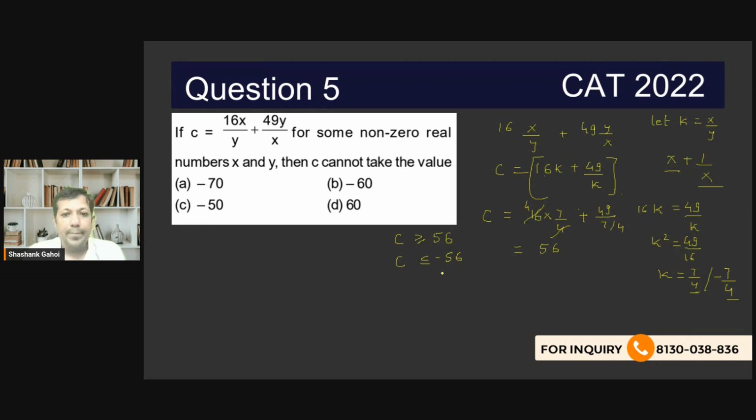It means c cannot take any value between minus 56 and 56. Any value in this range is not at all possible. Is there any value that lies between minus 56 and plus 56? Yes, there is only one value, and this is the value the function cannot take. Always remember, when you get these kinds of questions, the standard approach is to keep all the values equal. You are going to get the answer very quickly.